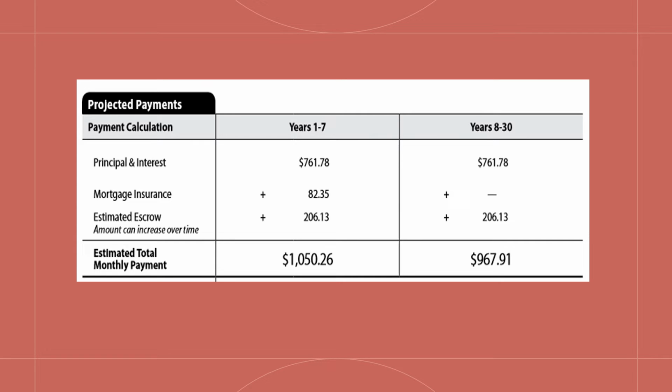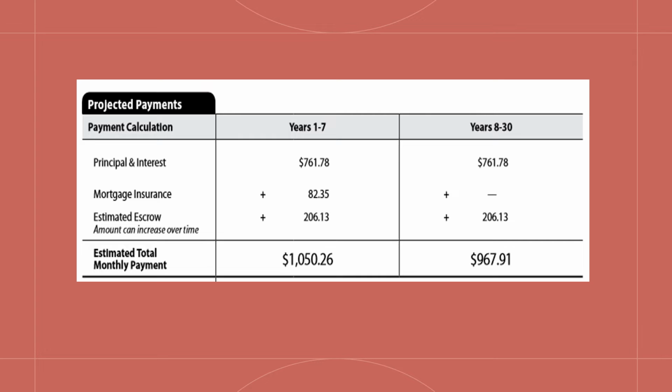And the reason it's reflecting a slightly lower payment for years 8 through 30 is the lender is estimating that the mortgage insurance will be dropped once the buyer has paid a certain amount of payments to drop off the need of the mortgage insurance. And so in years 8 going forward, that should save them over $80 a month in the payment.